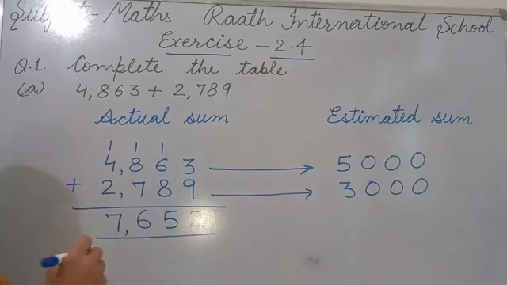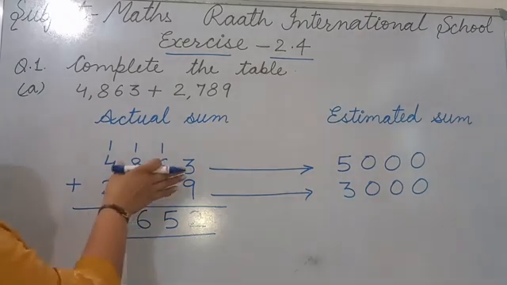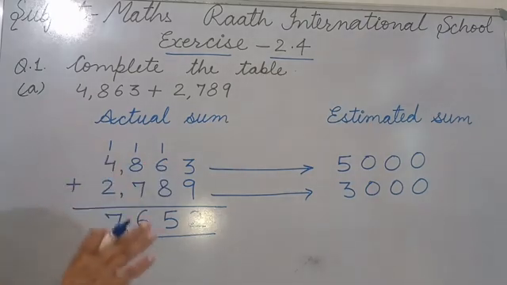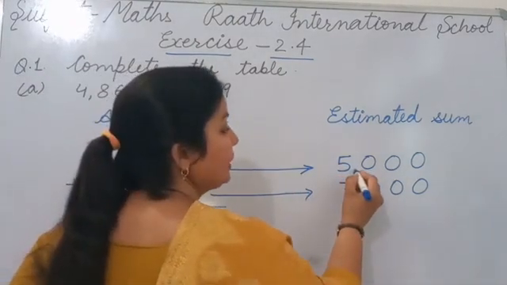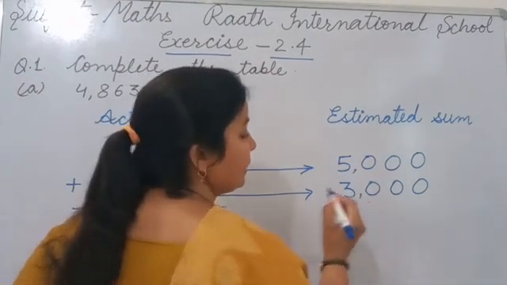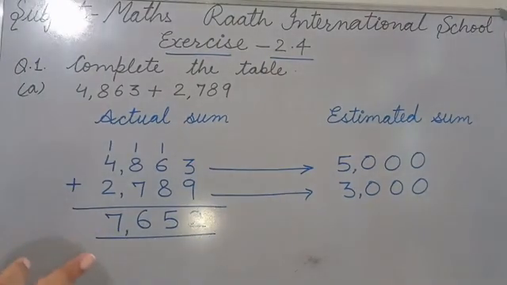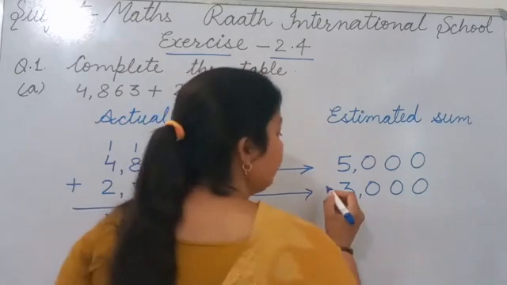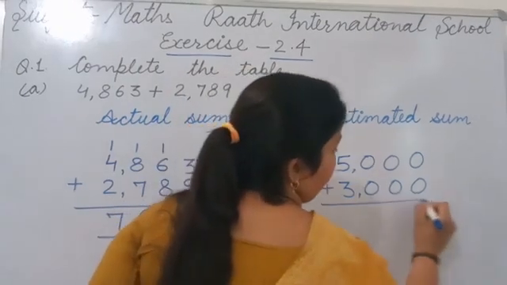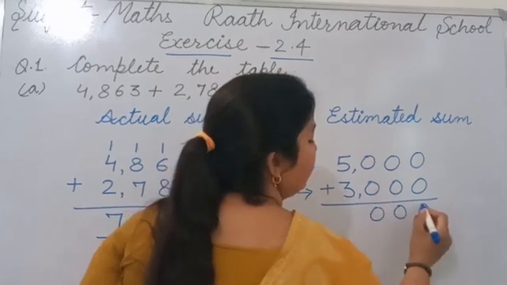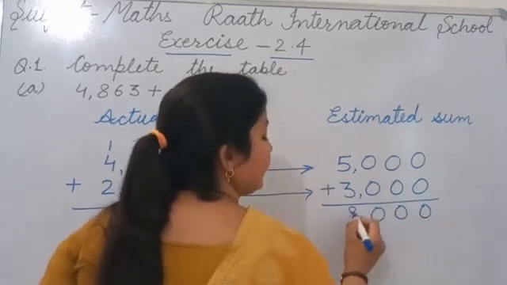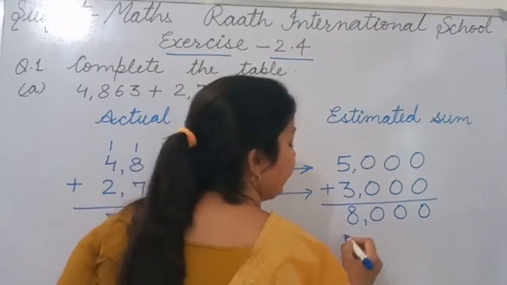Okay, we can put a comma here to separate the period. This is our ones period and this is 1000. Now here also we can put commas to separate the period, 5000 and this is 3000. Now we add them also and we will get our estimated sum. So now we add them: 0 plus 0, 0. Now 5 plus 3, 8. So our answer is 8000.